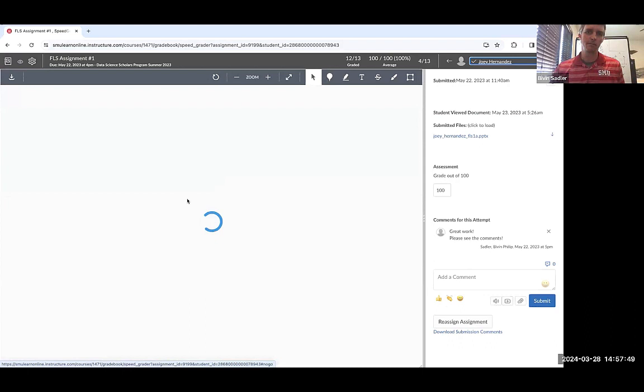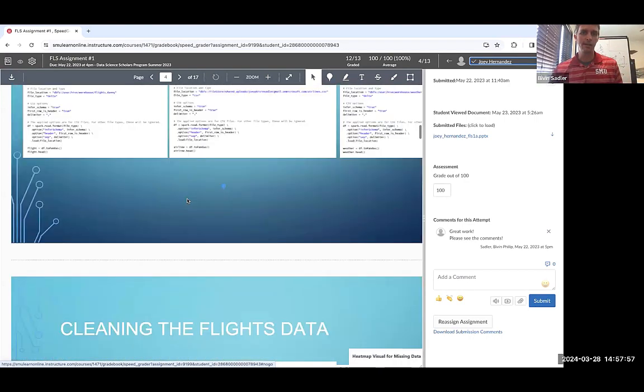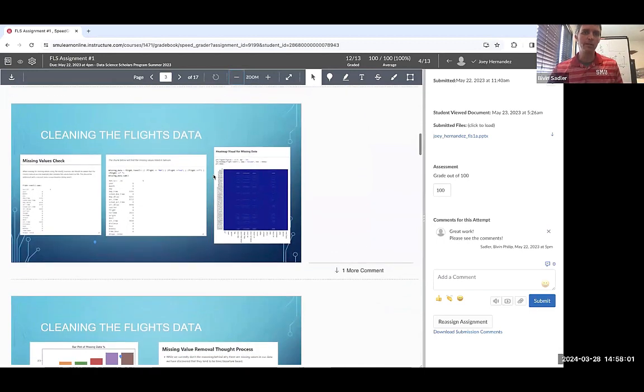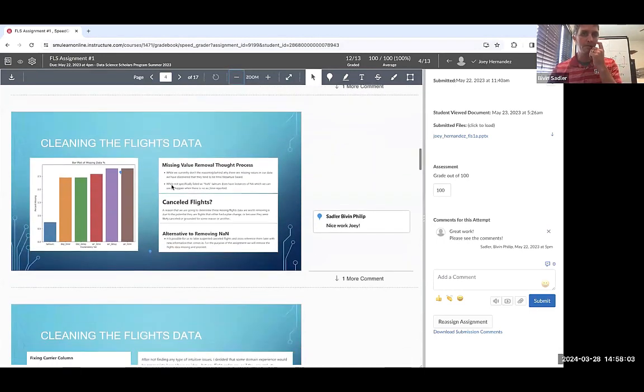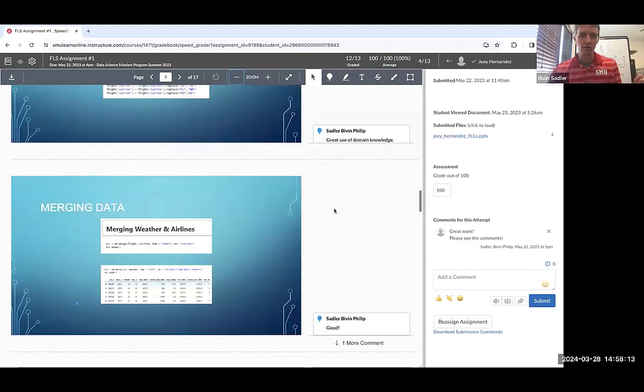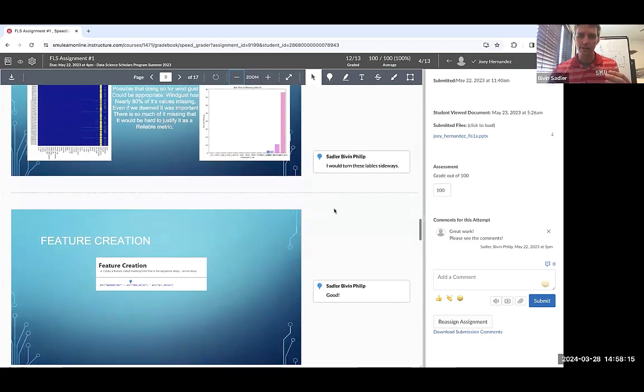So this was Joey Hernandez, another MSDS student, but also now works at AT&T. So he got a job from this program. You can see again, this is another example of a really nice job on the missing values. These are percent missing values. You can see very easily the columns. Great job. So you can kind of see along the way what his analyses are.